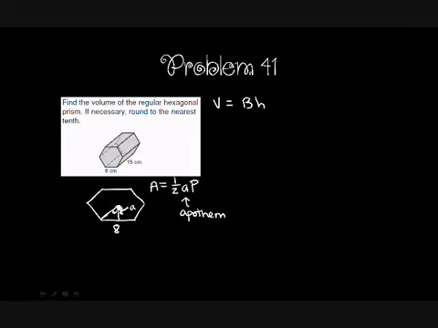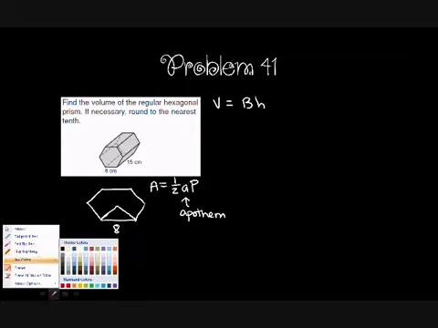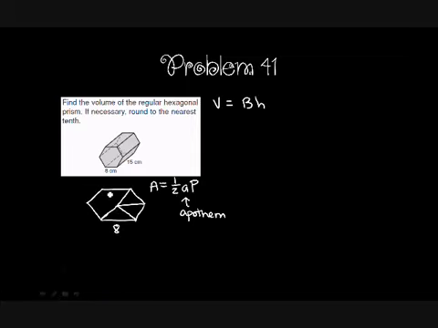Since there's 8, let me erase some of this. Hold on. Okay, so there would actually be 8 triangles all the way around this thing, right? And the whole thing has to have 360 degrees. So if I do 360 divided by 8, I get 45. So that means that each of these angles is going to be 45 degrees.